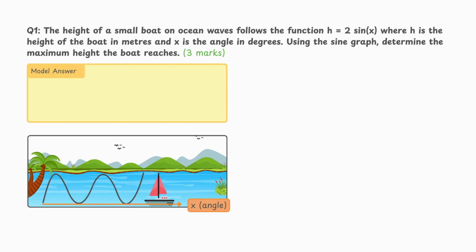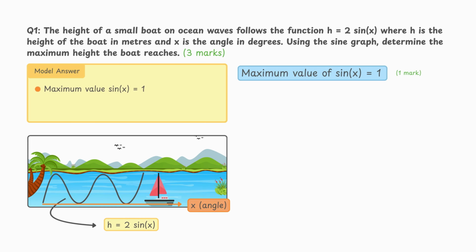Now, take your time and understand what this question is asking. We are given a function h equals 2 sine x. This tells us that the height of the boat depends on the sine of the angle, and then it is multiplied by 2. Now, the key idea here is to think about the sine graph. We know that the sine graph has a maximum value of 1. This is the highest value that sine x can ever reach. So no matter what the angle is, sine x will never be greater than 1.